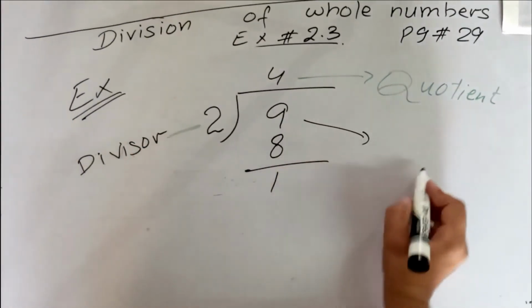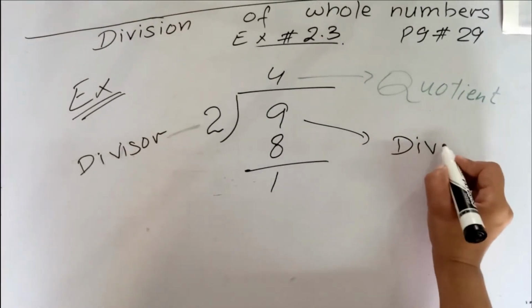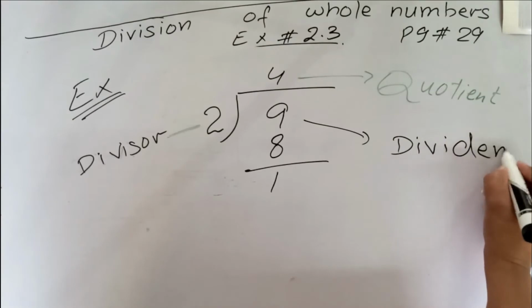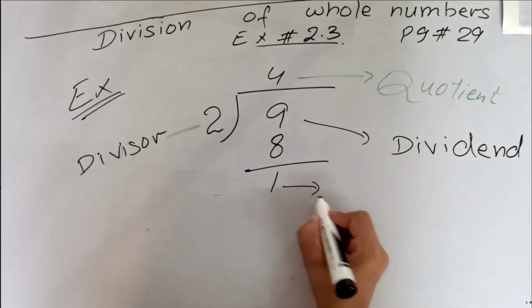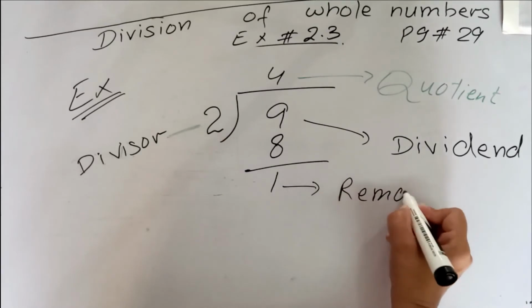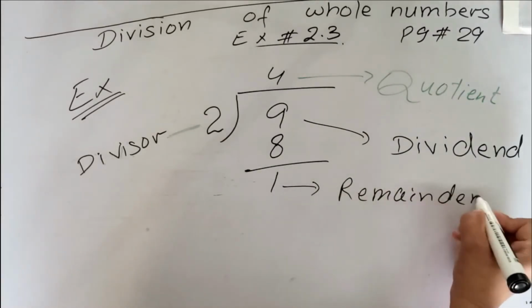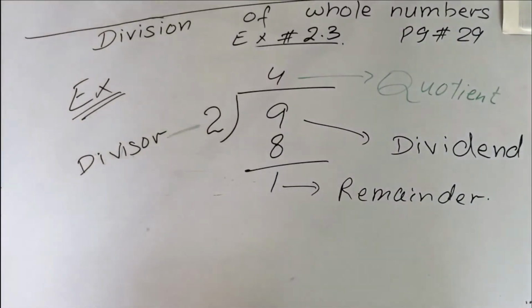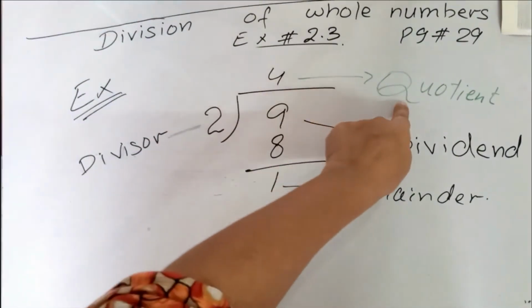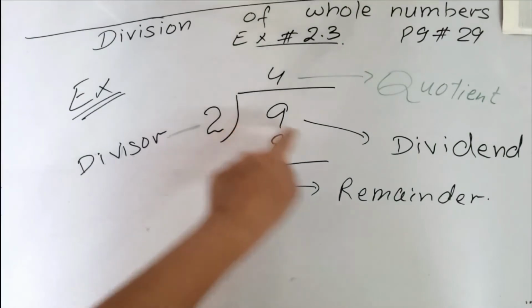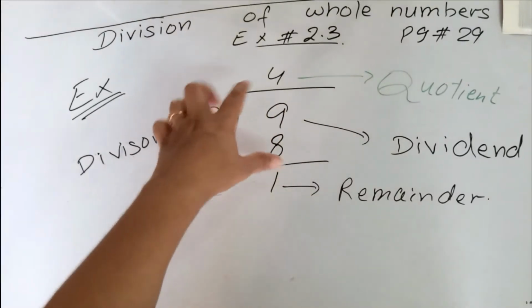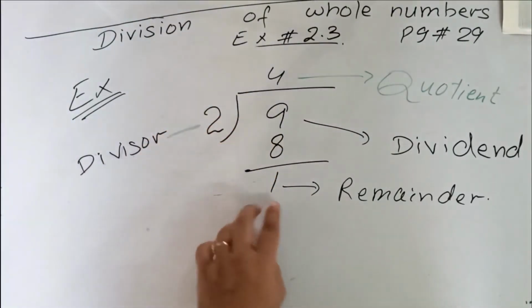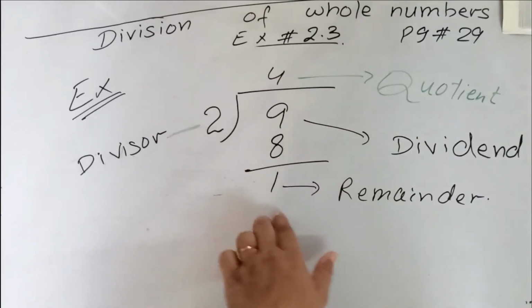And what is this called? This is called dividend. Some people say it wrongly, but it is dividend. Okay. And this thing is called the remainder. So you should know about all these things, that the answer we get is called quotient, the number which I have to divide, that is called dividend, and the number which is dividing that number, that is called the divisor. And if it is not completely divisible, then we get some value, that is called the remainder.